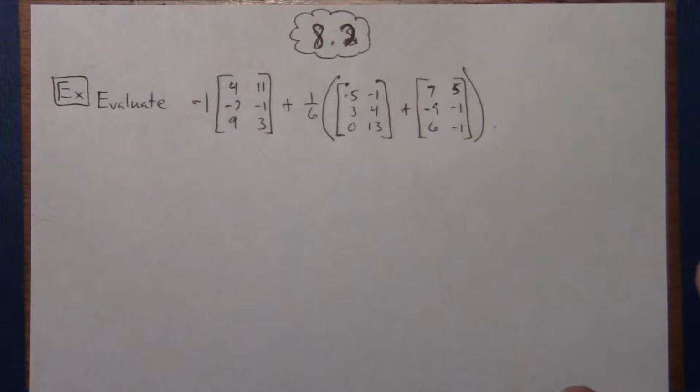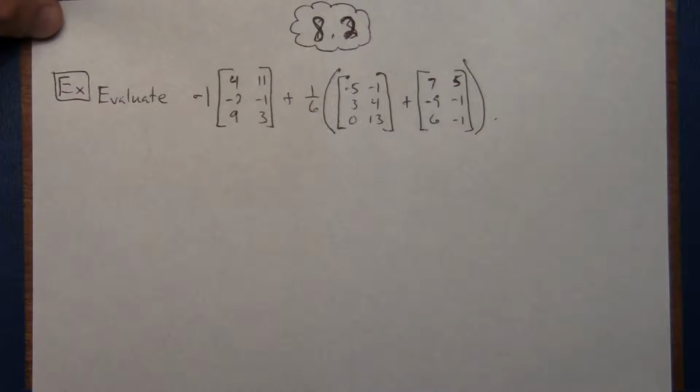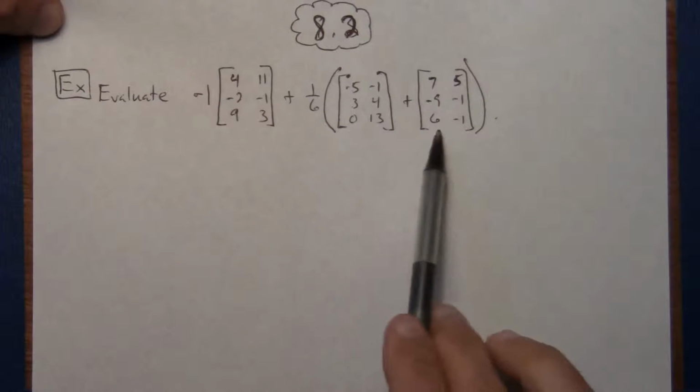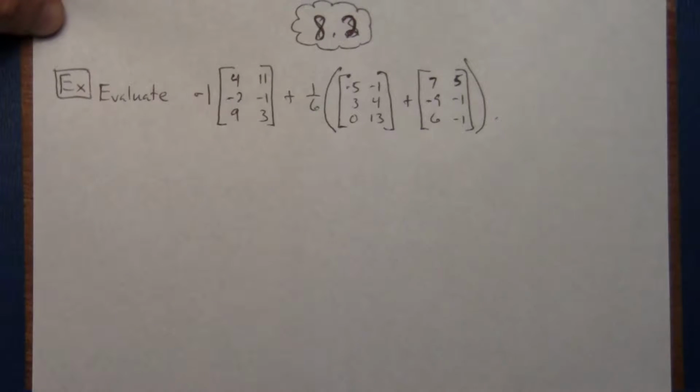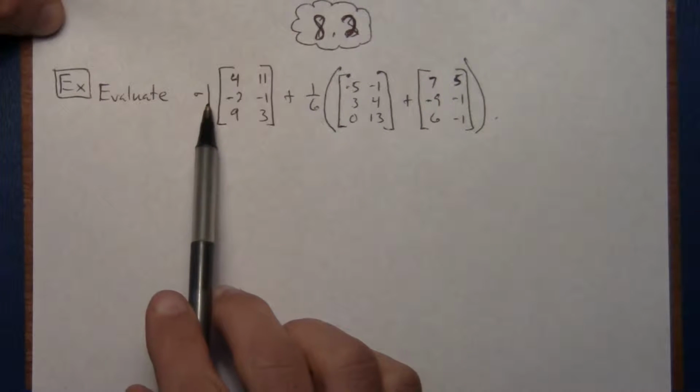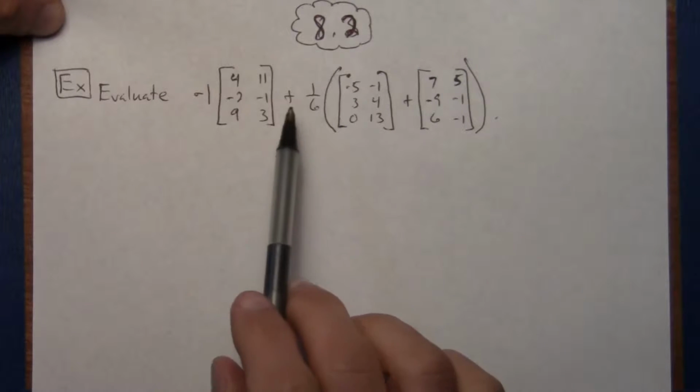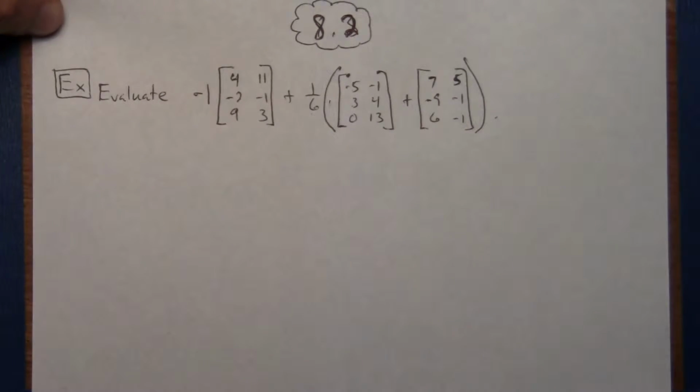Alright, for section 8.2 in the homework help, I'm going to do two problems for you today. One problem is just a simple order of operations dealing with matrices where they're going to ask you to evaluate something that looks like that. Again, it's simple order of operations. It's -1 times that matrix plus 1/6 times these two matrices being added together.